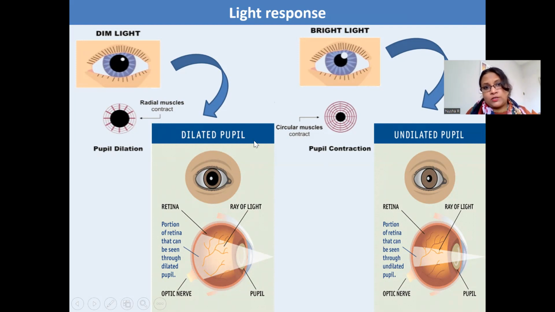So this is for adjustment of light. You can see here's a dilated pupil that allows more light to fall on the retina for maximum stimulation of the photoreceptors in the retina. Here we can see the pupil is smaller, so that means a smaller amount of light can be admitted into the eye.